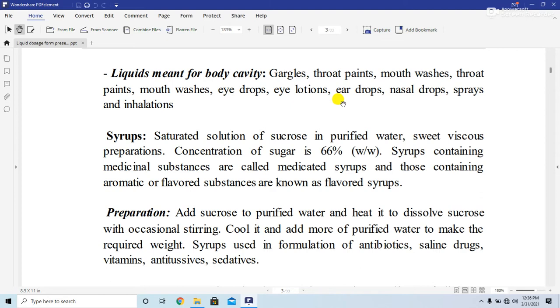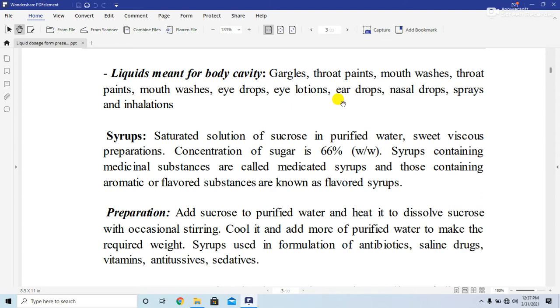Actually, the syrup is a saturated solution which consists of sucrose as well as purified water, and is also known as a sweet viscous preparation. The quantity of sugar present in the syrup is 66% weight by weight. If it contains some medicinal substances, we call it medicated syrup, and those containing aromatic or flavored substances are known as flavored syrups. It means that syrup contains sucrose along with purified water, which is a sweet viscous preparation, and the sugar concentration is almost 66% weight by weight.